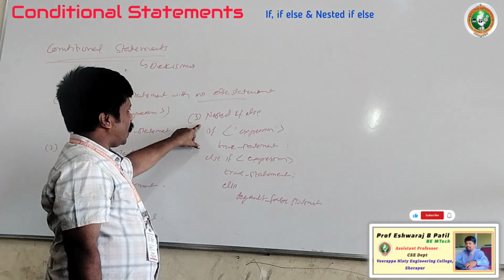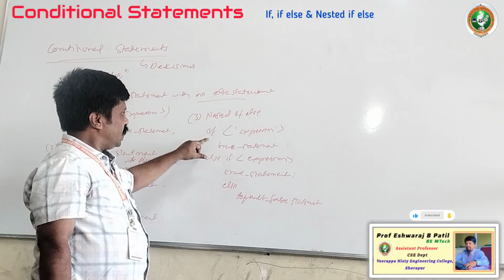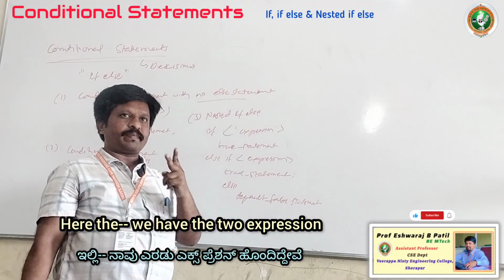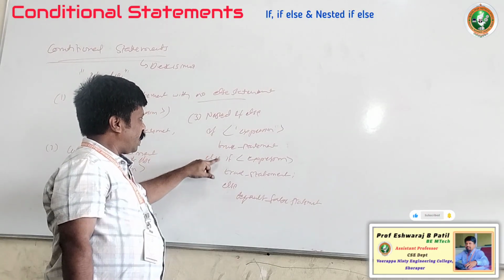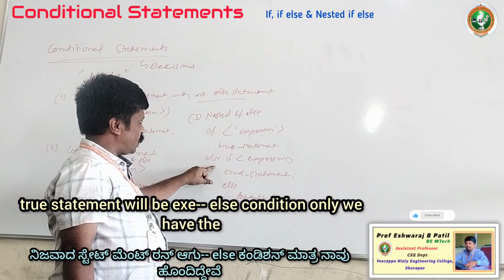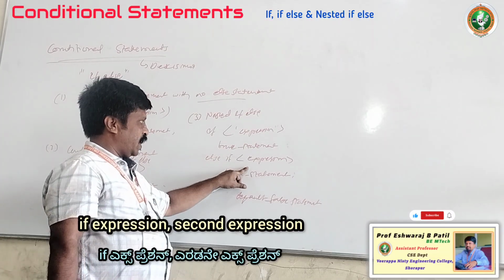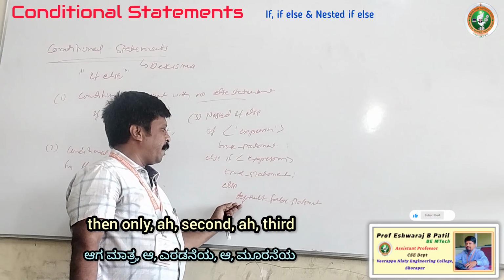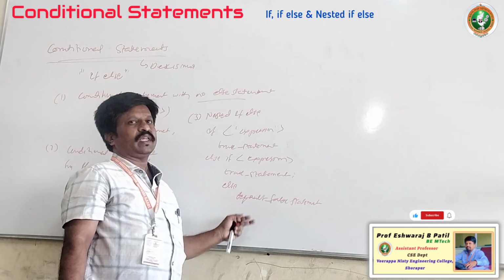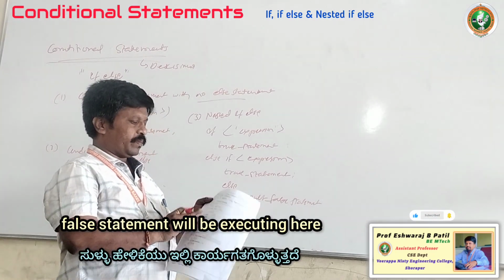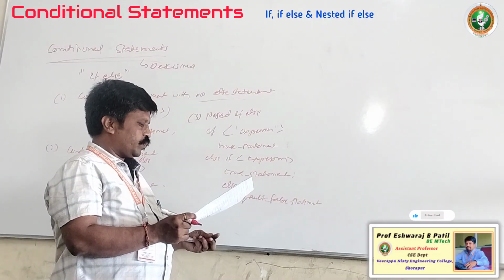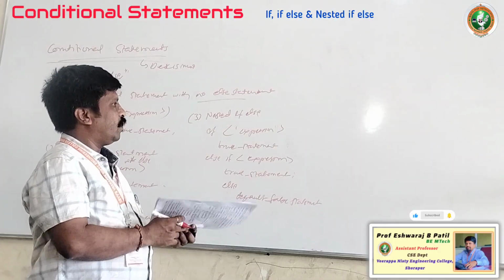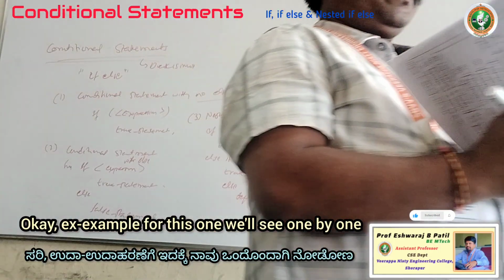Coming to the nested if else conditional statement, it is an if else statement inside another if else statement. Here we have two expressions. The first expression is for the if statement. In the else, we have another if with a second expression; then the true statement will be executed, otherwise the false statement will be executed here. Okay, we'll see examples for this one by one.